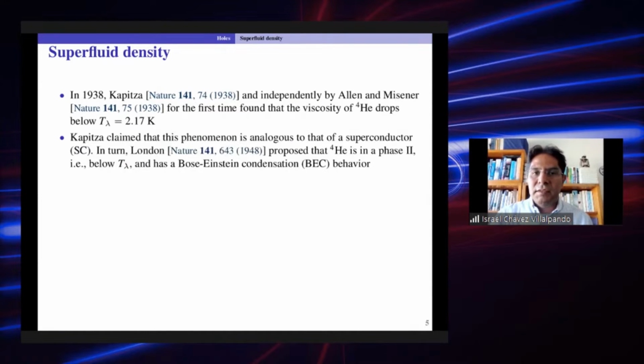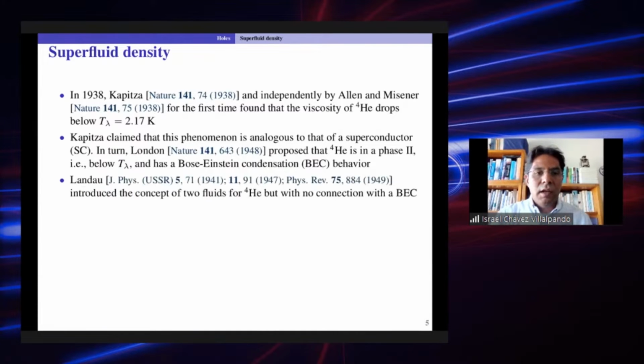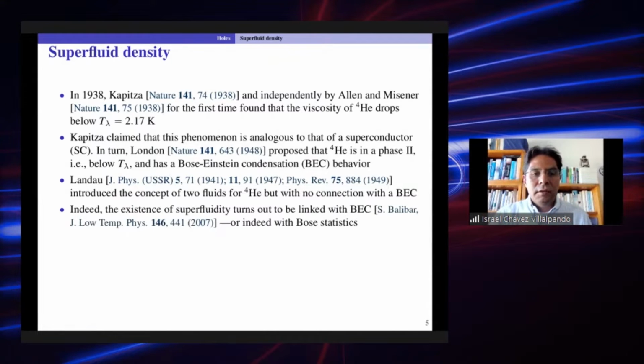So the superfluid density: many of you probably know this history. In 1938, Kapitza published his paper about the superfluid density, and also Allen and Misener. The peculiarity of both papers is that they were published in the same volume, one after another. Kapitza claimed that this phenomenon is analogous to that of superconductors. We will follow this picture of Kapitza in this work.